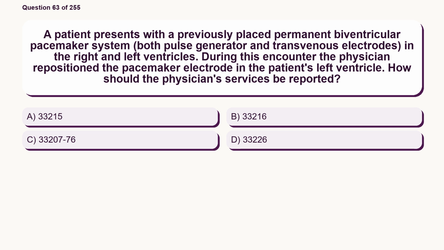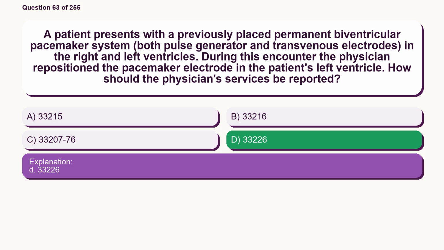Option A, 33,215. Option B, 33,216. Option C, 33,207 to 76. Option D, 33,226. The correct answer is option D, 33,226. D, 33,226.